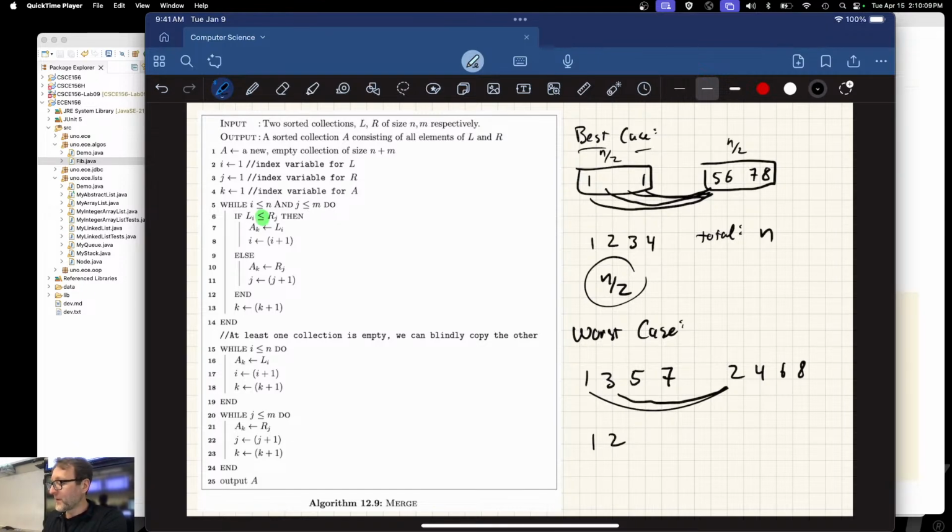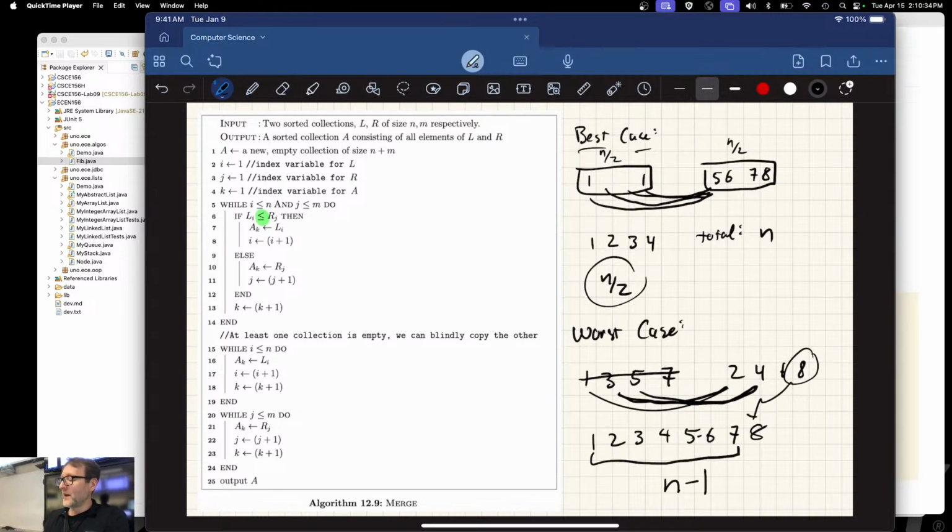Then I'll compare 3 and 4 to copy over 3. 5 and 4 to copy over 4. Dot, dot, dot. 5, 6, 7. At that point, this has been eliminated, and I copy over the last one without making a comparison. How many comparisons did I do there? N minus 1. Is there any difference between these two, n and n minus 1 and n divided by 2? They're both linear functions.